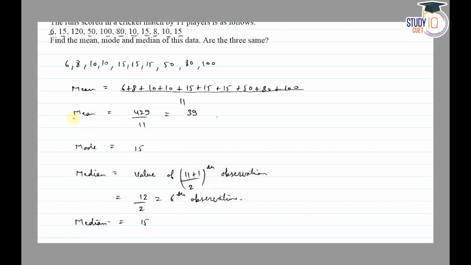So mean है हमारे पास 39, mode 15 and median is also 15. Are the three same? So mode and median same है but mean नहीं है, so answer हो जाएगा no.